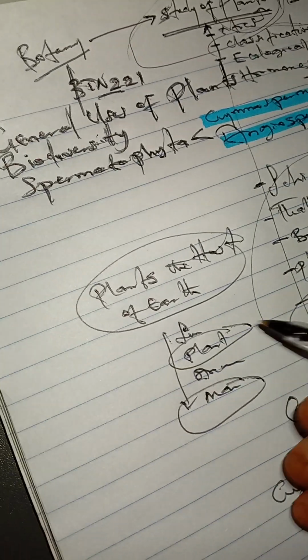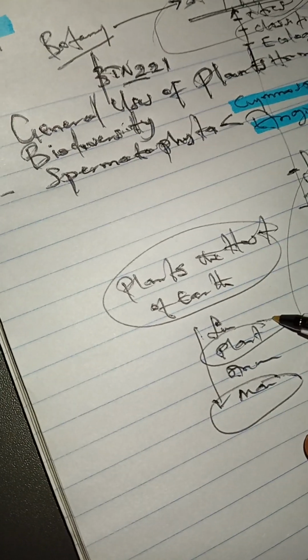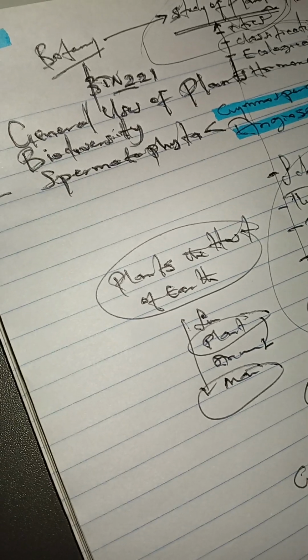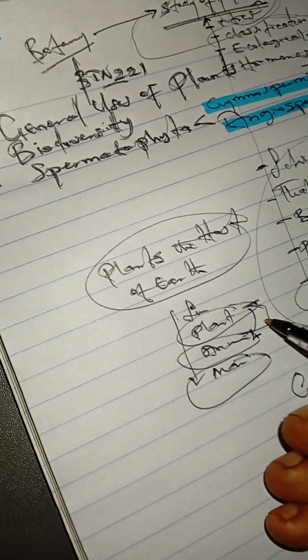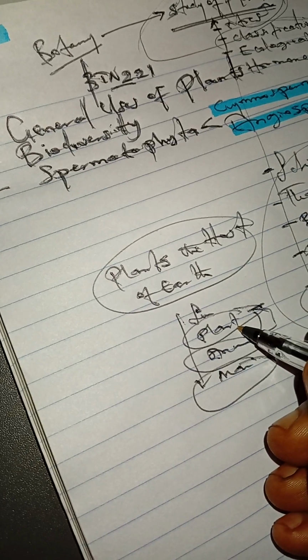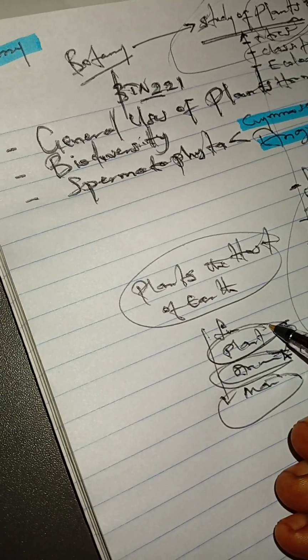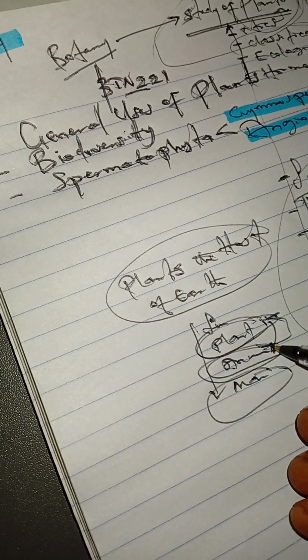Now we have plants. Plants in terms of abundance are more than animals. But in terms of species, animals are more than plants. We have different species of animals, and we have different species of plants, right? But in terms of abundance, you have more plants than you have animals.